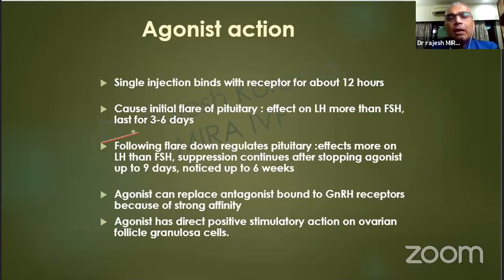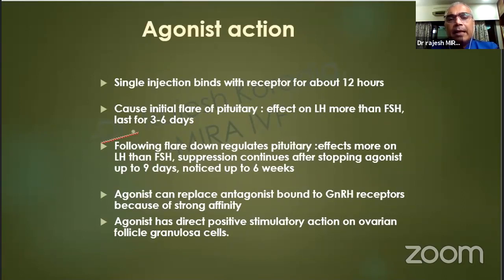The agonist has a higher affinity towards the GnRH receptor, so it can easily replace the antagonist which is already bound to a GnRH receptor, and that is the reason why an agonist trigger can be easily given in an antagonist cycle without any problem. But in the long agonist protocol, the agonist trigger cannot be used because those receptors are already occupied and there is a depletion of LH at the hypothalamic and pituitary level.